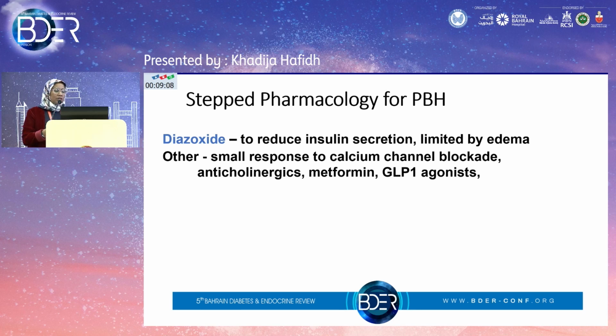So what's after octreotide? You might want to consider diazoxide, because that also reduces the insulin secretion. But again, patients may experience some bloating and edema. Other studies have shown that calcium channel blockade with nifedipine might work, verapamil, anticholinergics, metformin, GLP-1 agonist as well. And when you suggest a GLP-1 agonist, you think, well, I've been using that to lose weight. How is that now going to help with the hypoglycemia?